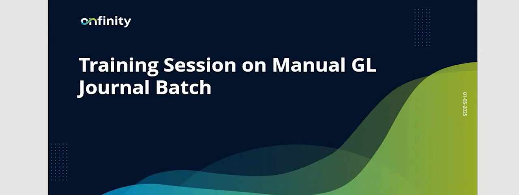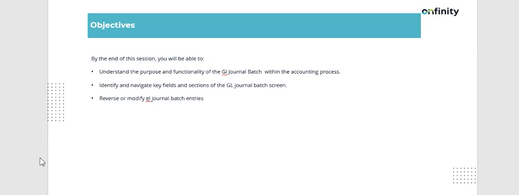In this training session, you will learn what a Manual GL Journal Batch is and how you can create it in the Onfinity system. The objective of this training session is to help you understand the purpose and functionality of the GL Journal Batch within the accounting process. You will be able to identify and navigate the key fields and sections of the GL Journal Batch screen.